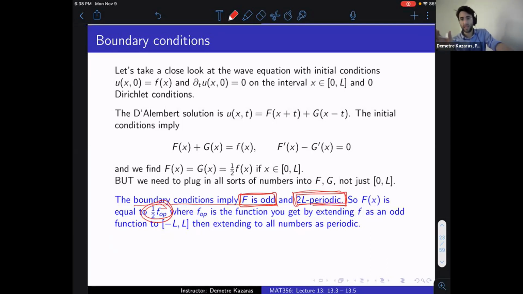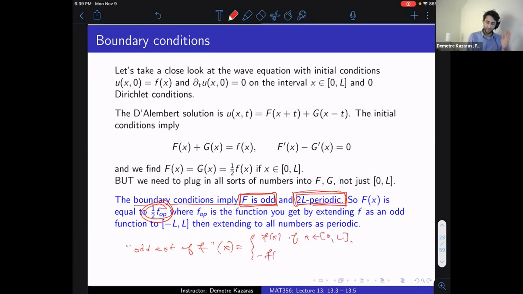So f is just a function from 0 to L. Extend that to be an odd function on minus L to L, just by defining the odd extension of f at x to be f of x if x is in between 0 and L, and minus f of minus x if x is in between minus L and 0, as I described earlier. So that's what is meant by the odd extension of f. That's now defined from minus L to L. And then you extend this function to all numbers by just making it periodic.